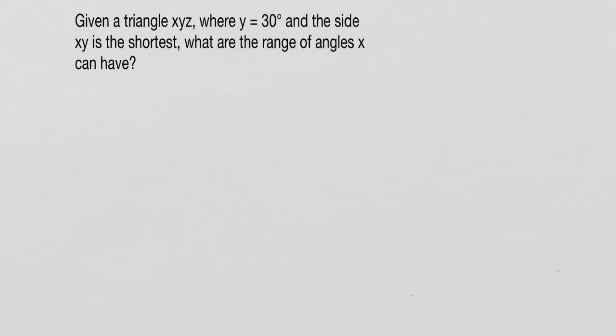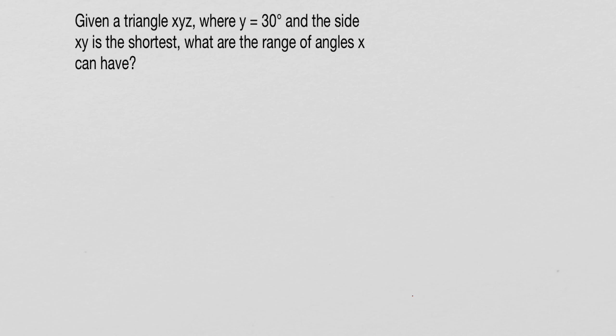Okay, so we have a triangle here, XYZ, where Y equals 30 degrees, and the side XY is the shortest. And we're trying to find out what is the range of angles that X can have. It's very easy to fall down a rabbit hole with all the different ways that the constraints of the shape of a triangle affect all the relative angles. But let's start with the picture.